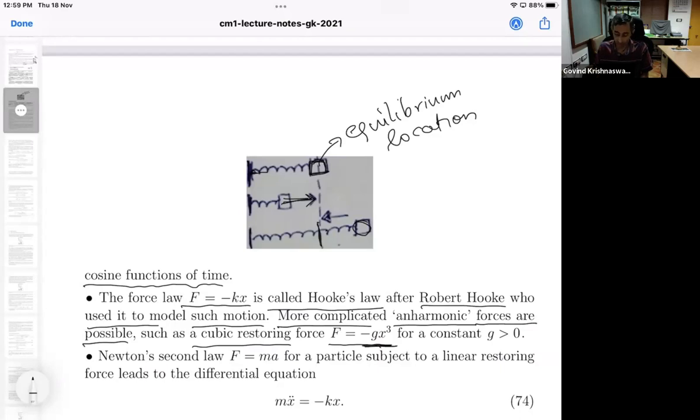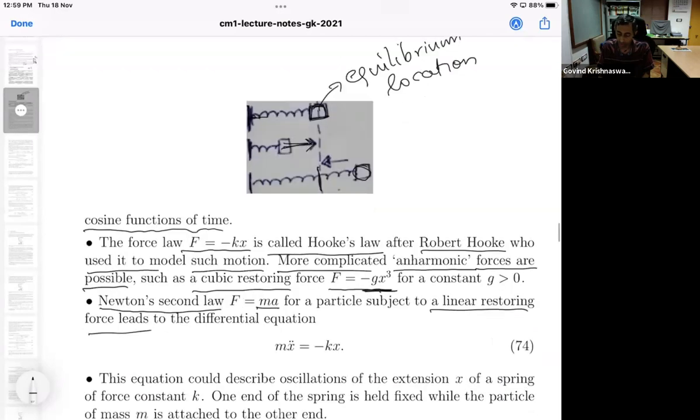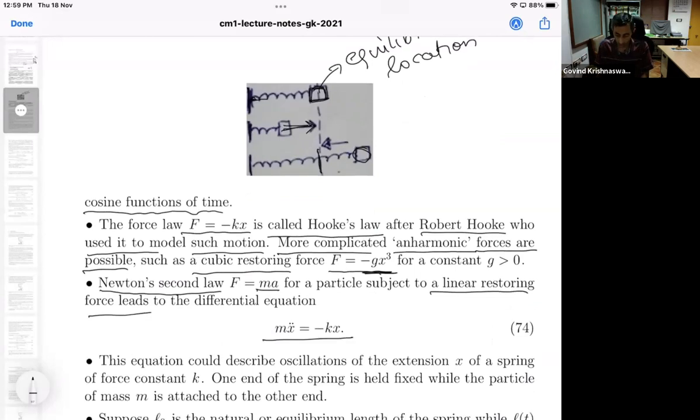Okay, now we have said what the force is, so we can now write Newton's second law, which says that the force is equal to mass times acceleration. In which case, the equation of motion for a particle of mass m subject to a linear restoring force leads us to the differential equation m x double dot is equal to minus kx, which you have seen in the assignment and elsewhere. As we just said, this equation could describe oscillations of the extension x of a spring of force constant k. That is what I just explained.